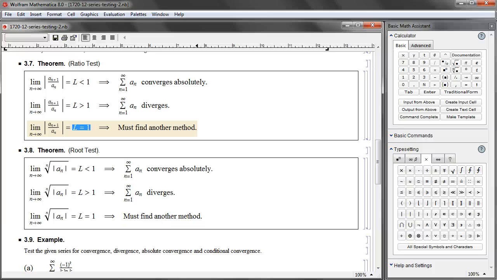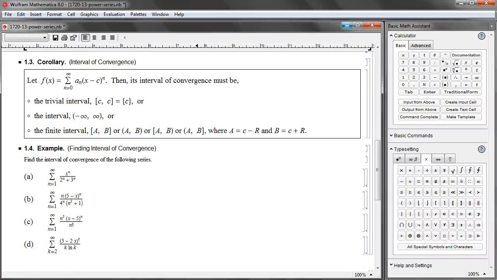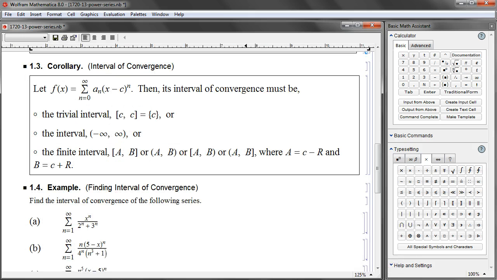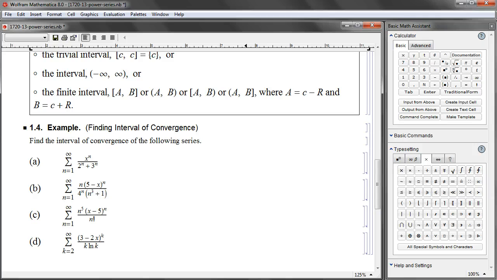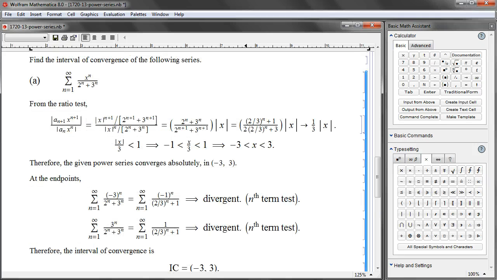We must find alternative methods, or methods in plural. So please remember these. We have to take the nth term over the n plus first term over the nth term. And that's what we are going to do for problem 1.4a. Let's expand the font a little bit, and then here it is.